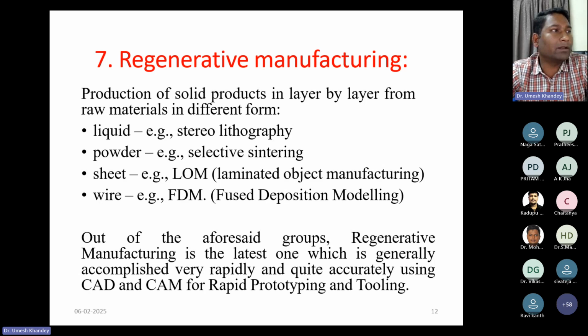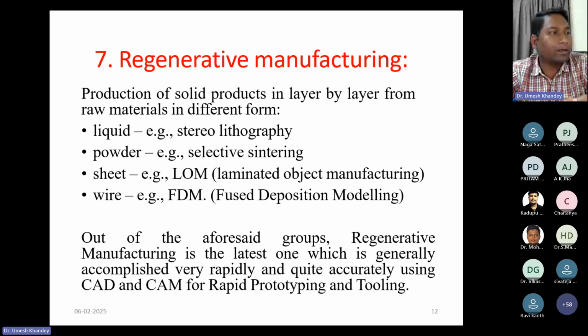Next one, the powder form. If you are having the material in powder form, that can also be done. For this, selective laser sintering is available as a 3D printing or regenerative process, where the raw material in powder form is spread on the table. There you apply laser, which develops heat. This heat ultimately gives the binding between the powders. After solidification, you will have the end product in the form of a three-dimensional object.